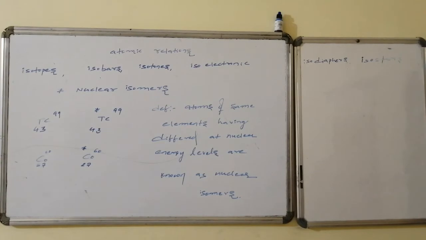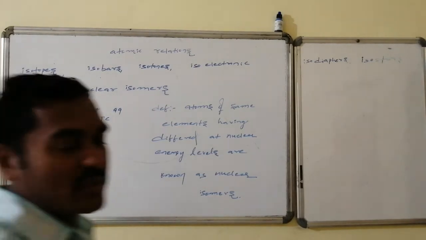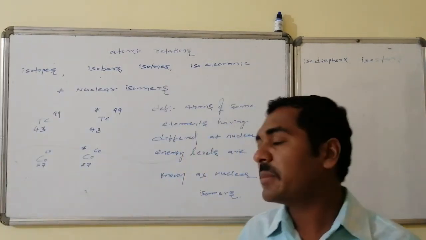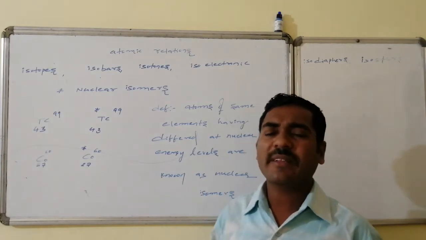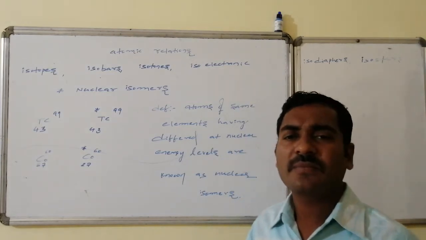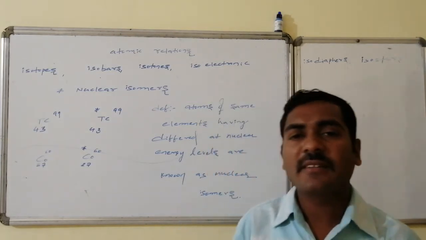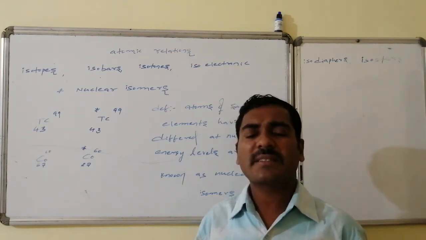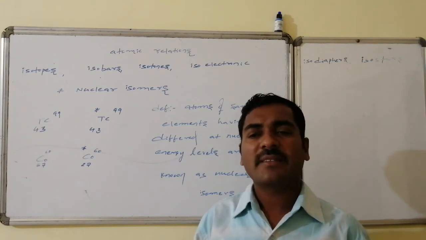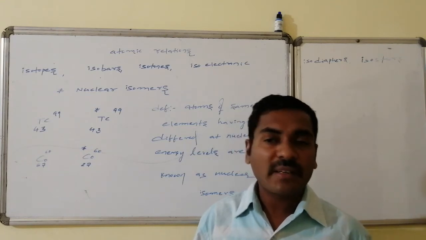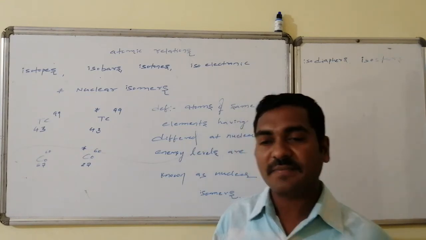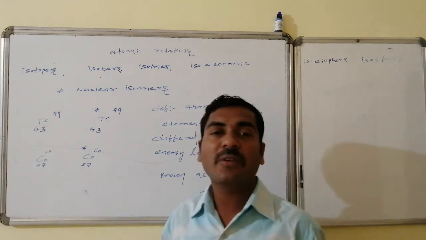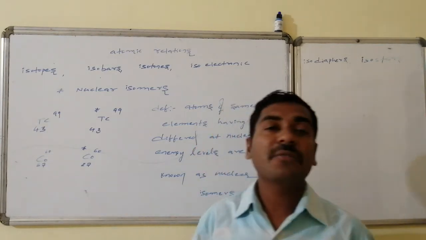The last variety of the atomic relations is nuclear isomers, that is, atoms of the same element having the same atomic number, the same mass number, and the same number of neutrons. All relations are logically valid with respect to electrons, protons, neutrons, atomic number, mass number, chemical properties, physical properties, etc. But they are different in nuclear energy.